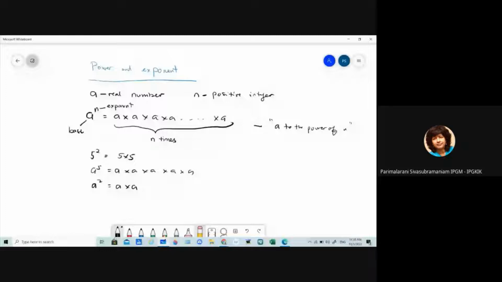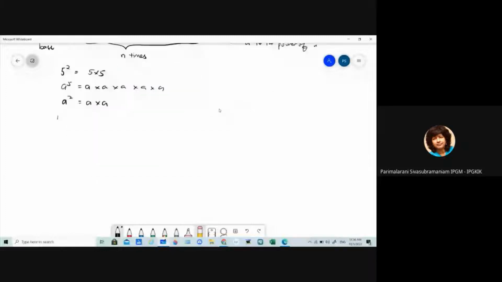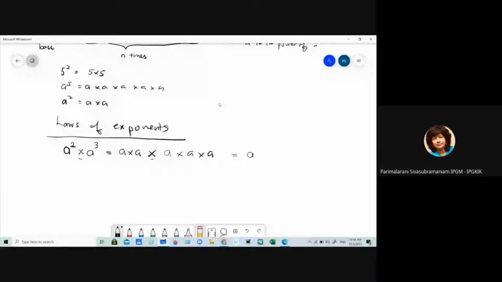Anytime you want to ask me, feel free. Let's look at one example first: a to the power of 2 times a to the power of 3. What does this mean? a to the power of 2 means a times a, and a to the power of 3 means a times a times a. So how many a's do we have here? 5. So this is a to the power of 5.